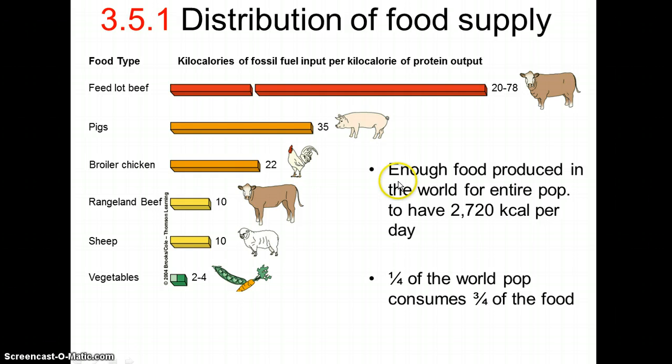But it's important to understand that we have enough food on this planet to feed the entire world population this amount of calories a day, but unfortunately only a fourth of the planet consumes 3/4 of the food. So in a lot of places, these things are too expensive and they are left with just vegetable content, which is yummy and nutritious in some ways, but it doesn't hold a lot of protein content.